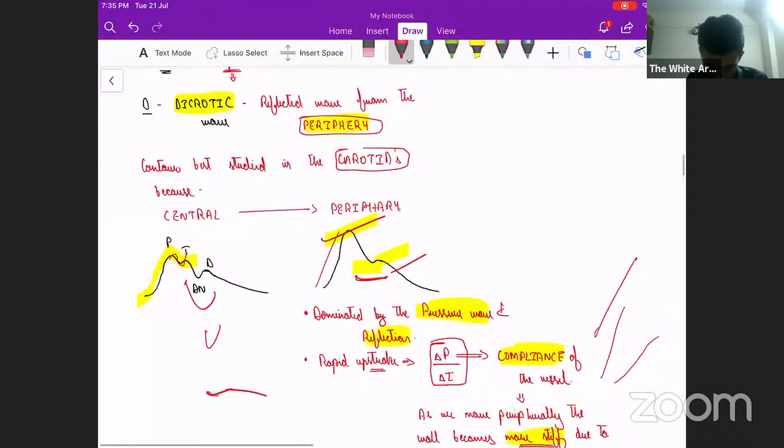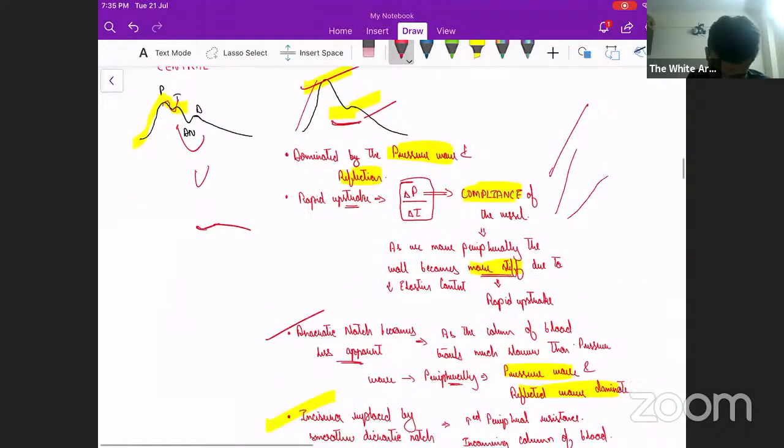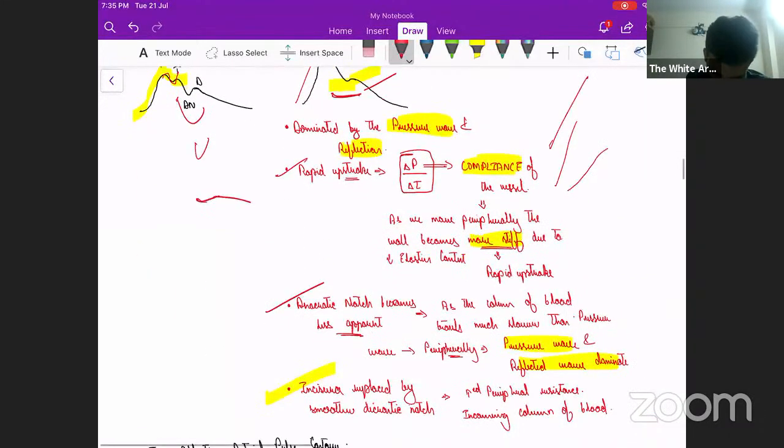So these are the changes which we expect. What are the changes? One is the rapid upstroke. Two, the anacrotic notch becomes less prominent. Three, the incisura is replaced by a smoother dicrotic notch. Why rapid upstroke? Because the compliance of the vessel decreases. So change in pressure by change in time, what we expect to happen in the aorta will not happen in the periphery. In the aorta, since the elastin content is nice, there will be a smooth upstroke. And over here, there will be a rapid rise in the pressure because the artery wall becomes very much stiff.